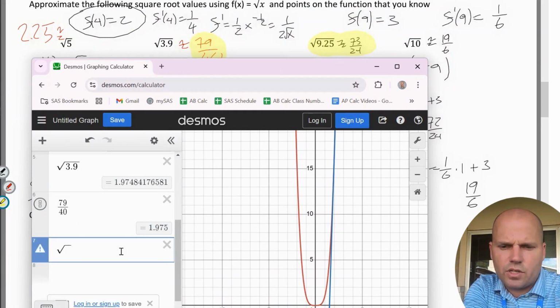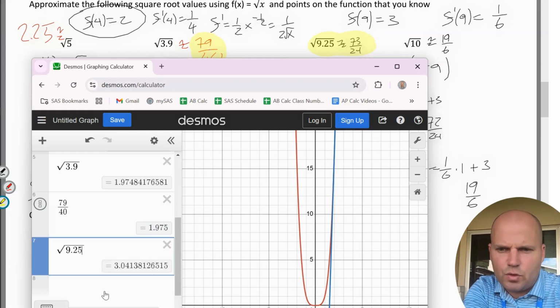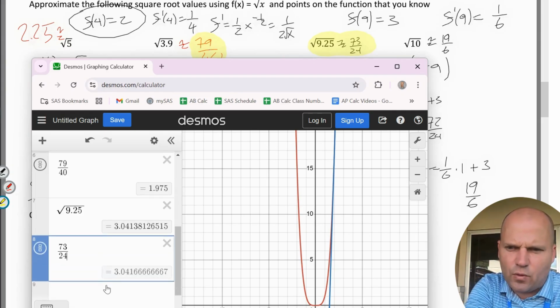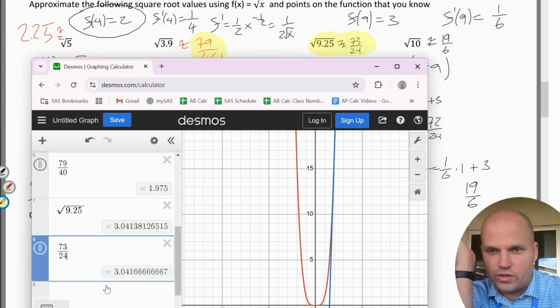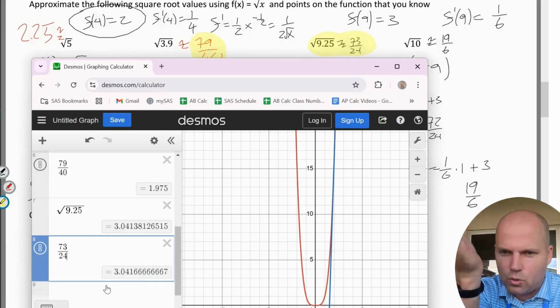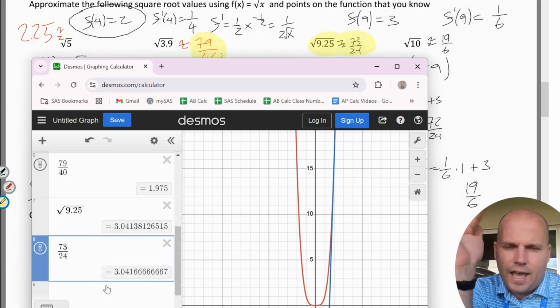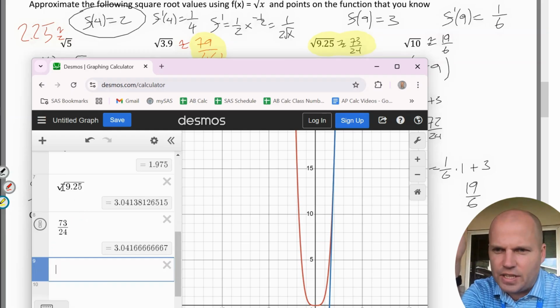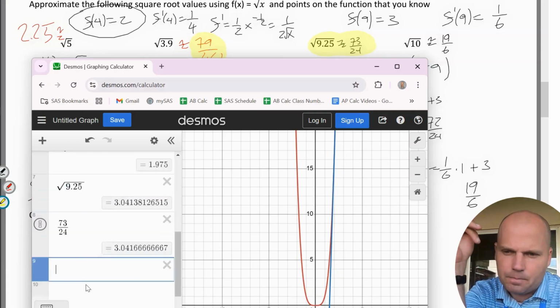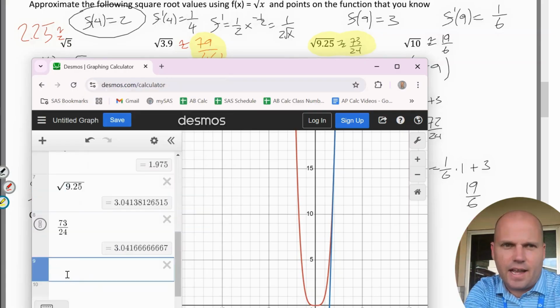The square root of 9.25 is 3.041, and 73/24 is 3.0416. That's so cool. Honestly, it's so cool how close we are. And it was so easy to do something that seemingly is really complex and be that accurate. We know it's close to 3, but easy to be very accurate.